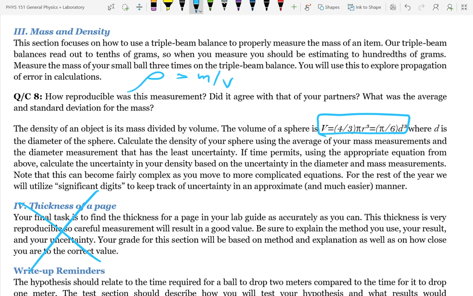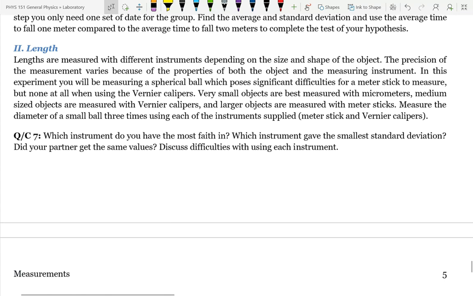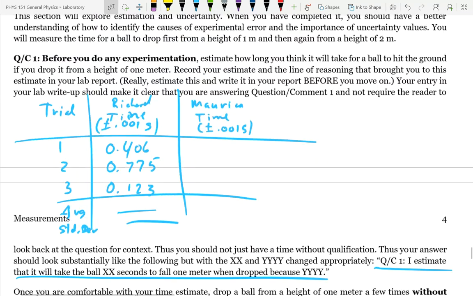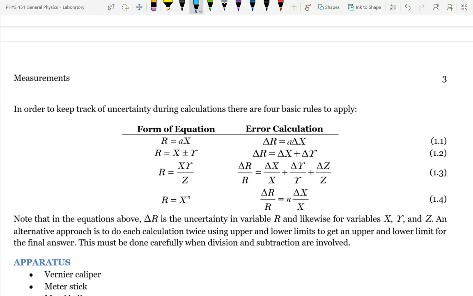And notice this, if time permits. We only have 1 hour starting now, so you may not have time. Then use the appropriate equation from here to calculate the uncertainty in your density. Okay, do I have questions? It's mass divided by volume.